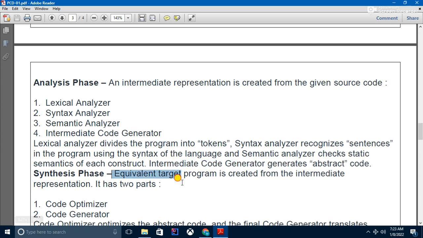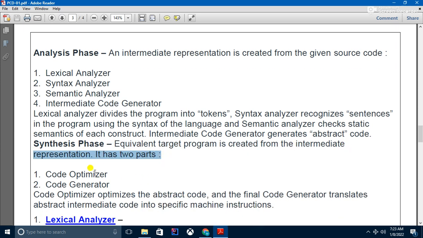Now in the synthesis phase, the target program is created from the intermediary representation, by the code optimizer and code generator. The code optimizer optimizes the abstract code, and the final code generator translates the abstract intermediary code into specific machine instructions.